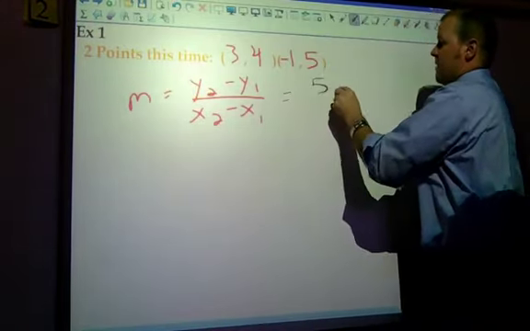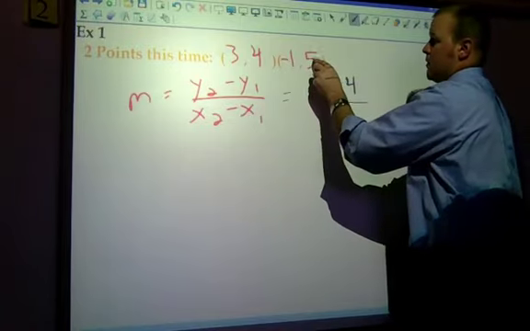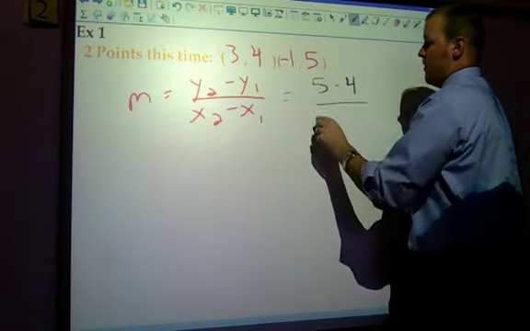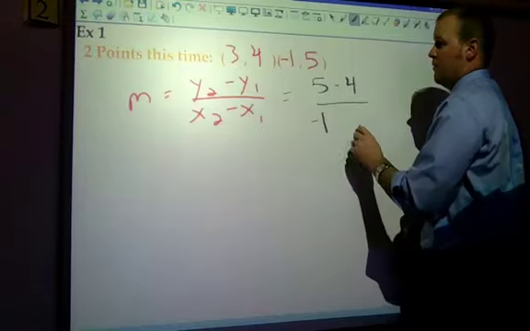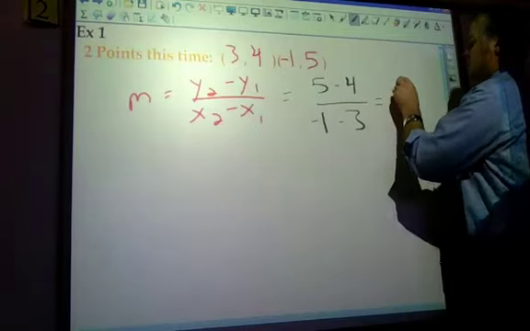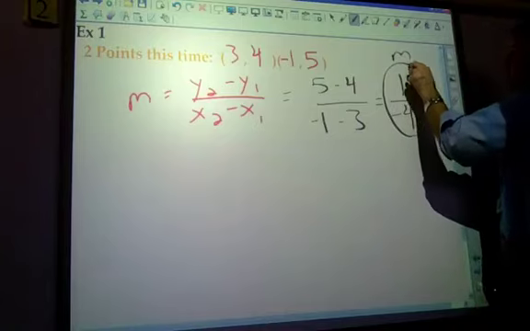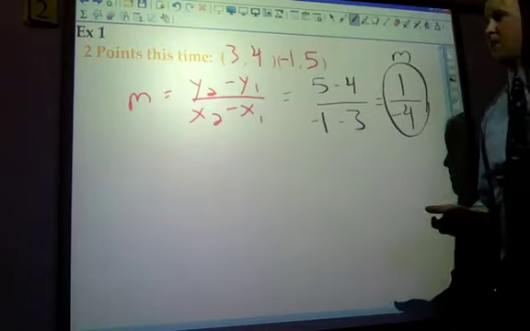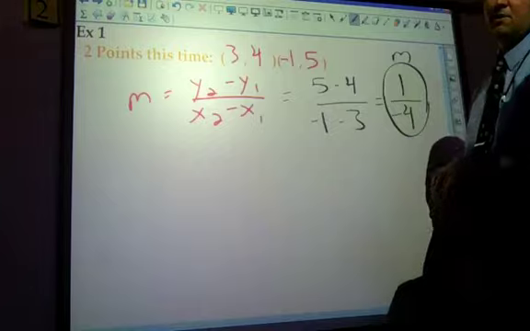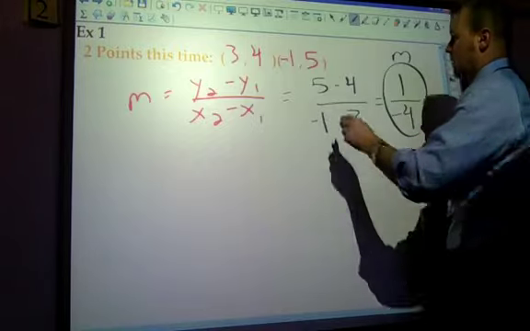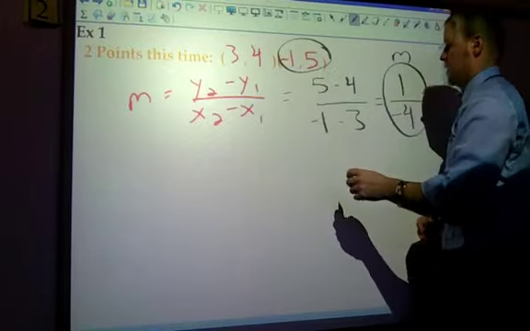So if I use 5 minus 4, if I started with 5, I'm going to use negative 1, so negative 1 minus 3. So I'll have 1 over negative 4. This is now my slope. All I need to write the equation is one of these ordered pairs. It doesn't matter which one I use, positive or negative. I'm just going to choose the second one.